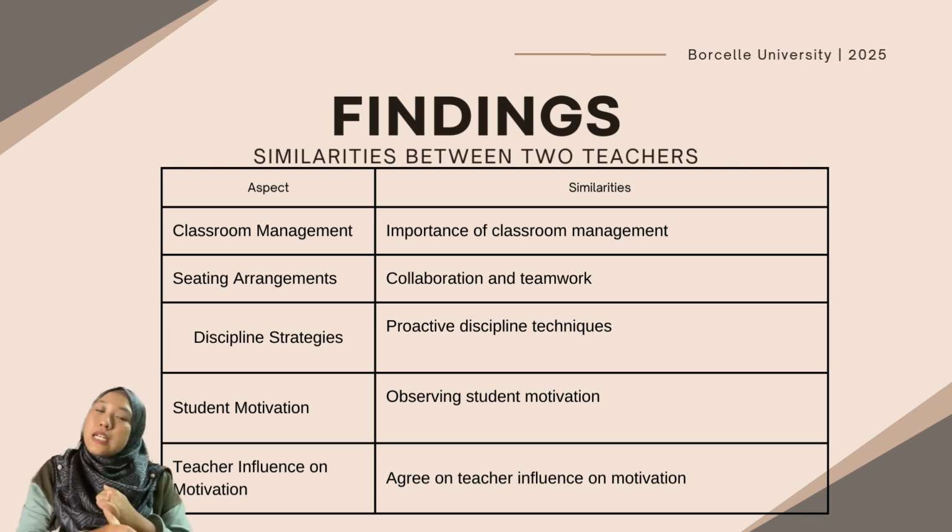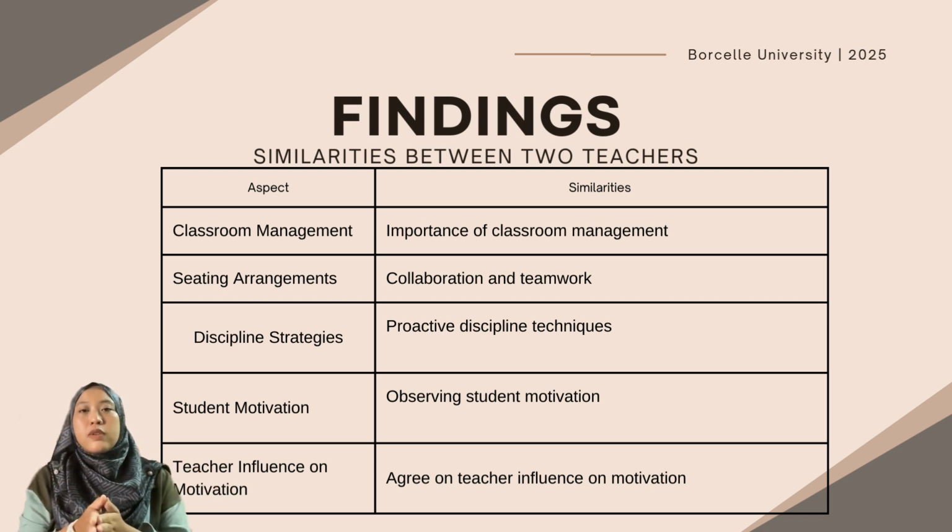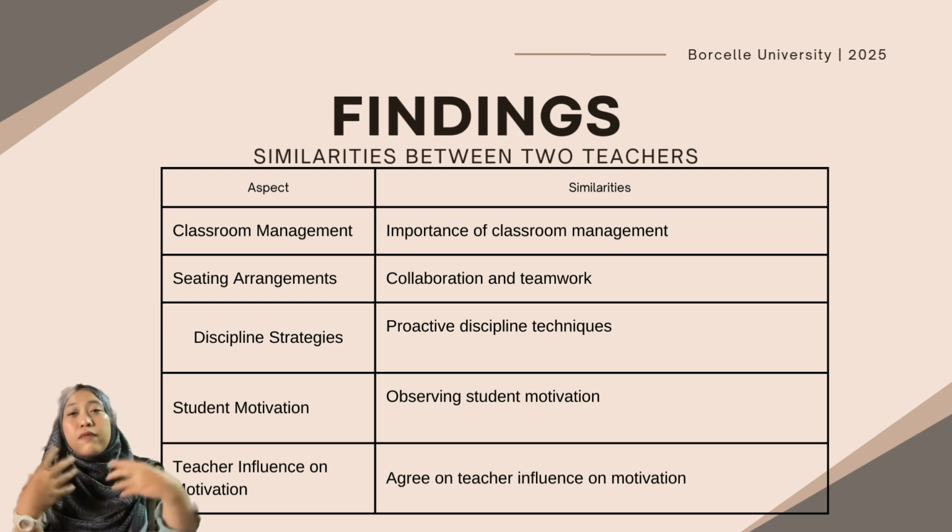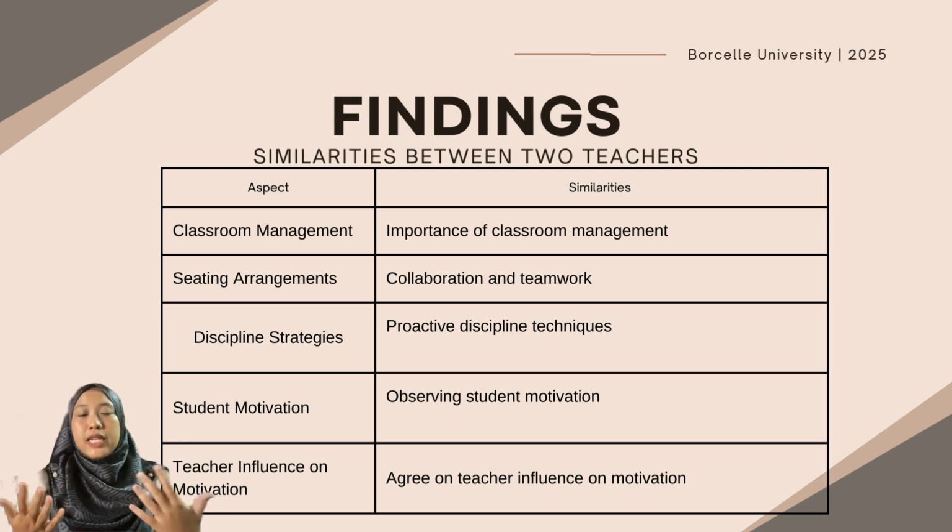So the first one is classroom management. Both teachers agree that effective classroom management is essential before, during, and after class to ensure a smooth learning process. And then the second one is seating arrangement, where both emphasize the importance of seating arrangement in fostering student collaboration and teamwork in the classroom. And then the third one is discipline strategies. Each teacher implements their own discipline strategies to maintain, control, and manage student behavior effectively.